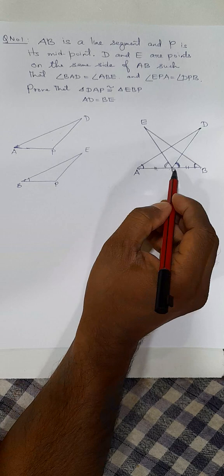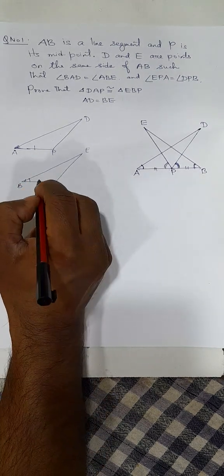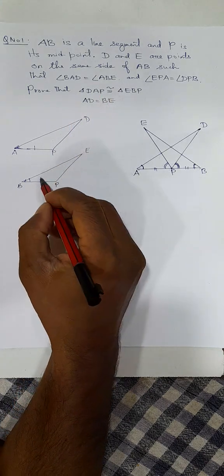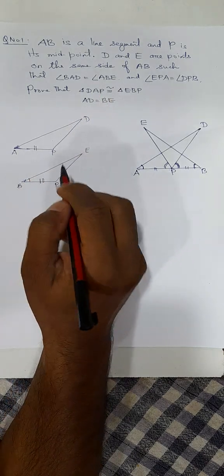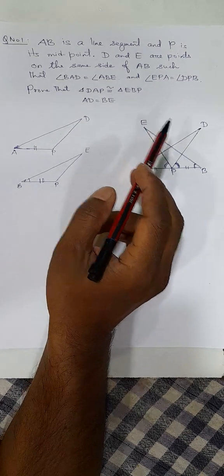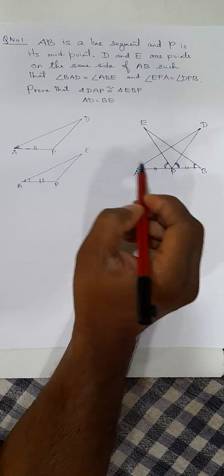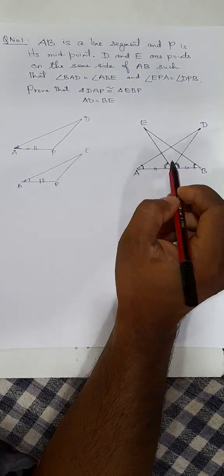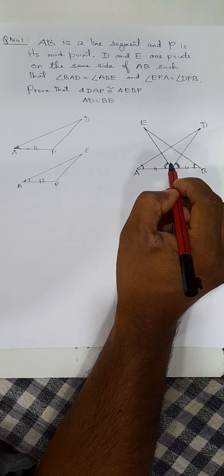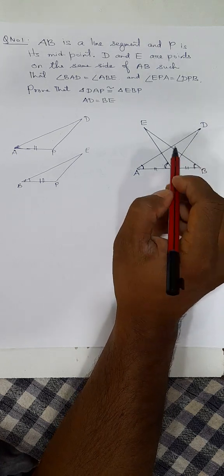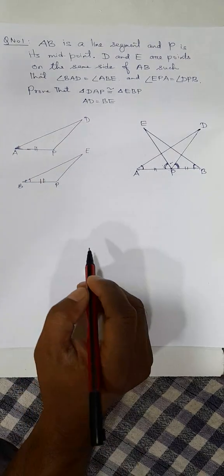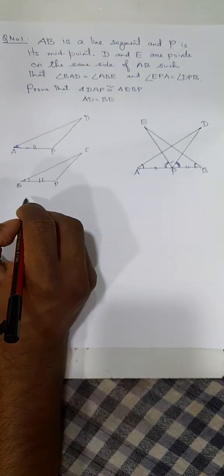Now you are given that P is the midpoint. P is the midpoint means AP equal to BP. This you come to know from the given fact. These two sides are equal. Again, you are given that angle EPA is equal to angle DPB. Now if you add this middle angle to both angles, you will find that angle EPB equal to angle DPA. So let us prove this.